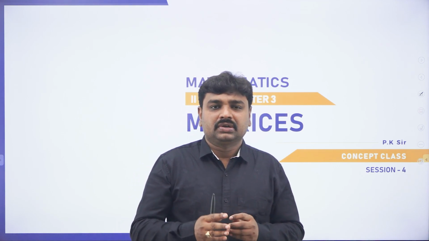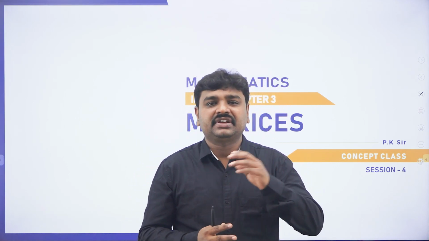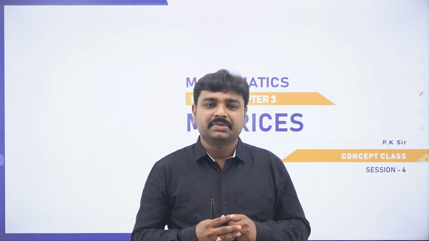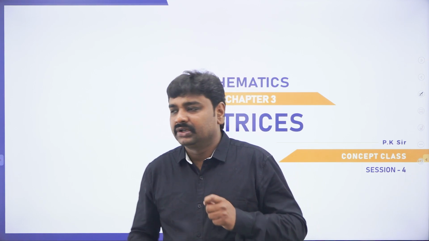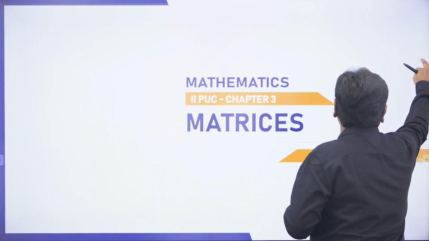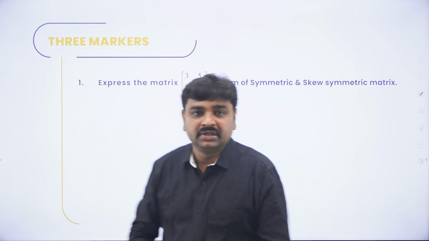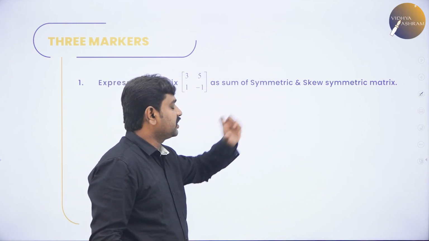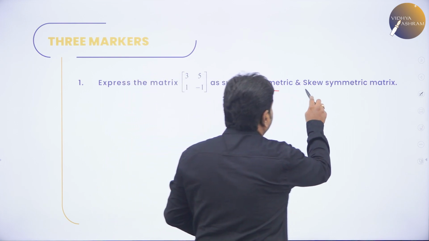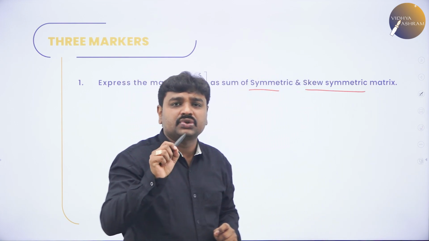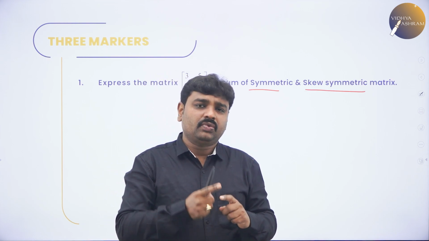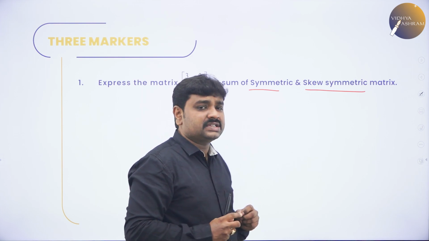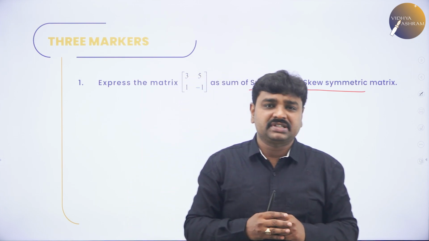So now we'll go ahead with standard 3 mark questions that appeared in the past paper, that is based on symmetric and skew symmetric. So now, for example, if I take this particular question, express the matrix 3 5 1 minus 1 as sum of symmetric and skew symmetric. If I ask you to solve this question, first you should be thorough with what is symmetric, what is skew symmetric, and properties of those. So in order to discuss this, let me brush up with some basics.